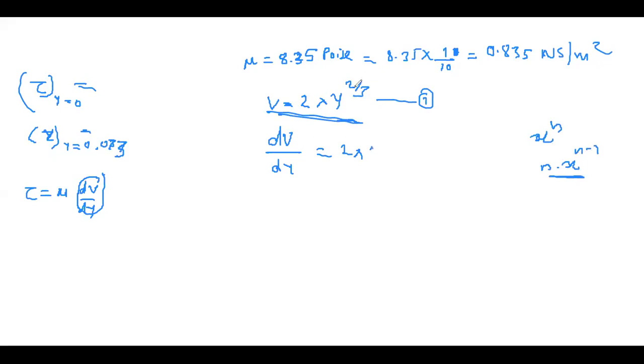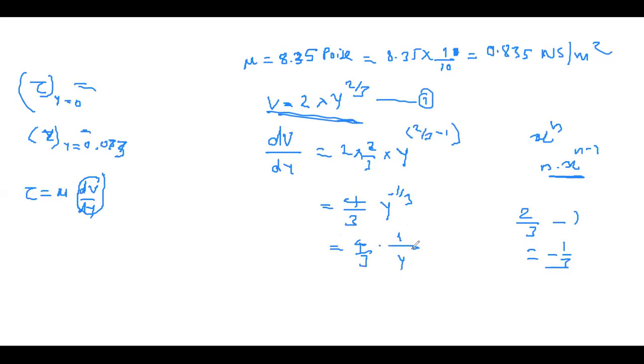Now the power of y is 2 by 3, so it will come as n is 2 by 3, so y raised to 2 by 3 minus 1. Then 2 into 2 by 3 gives 4 divided by 3, y raised to 2 by 3 minus 1, which is nothing but minus 1 by 3. So the power of y is minus 1 by 3. We can write y raised to minus 1 by 3 as 4 by 3 into 1 upon y raised to 1 by 3, right? When it goes down, the power becomes positive. This is the value of dv by dy.